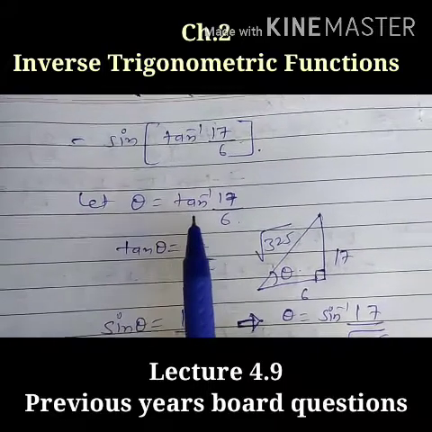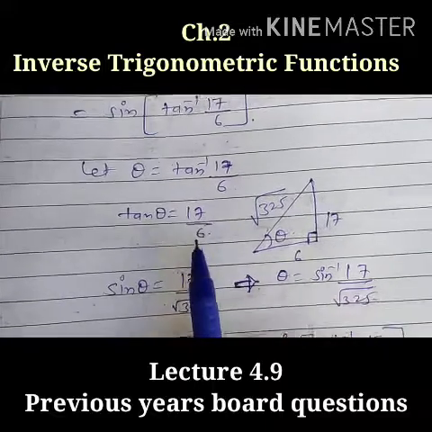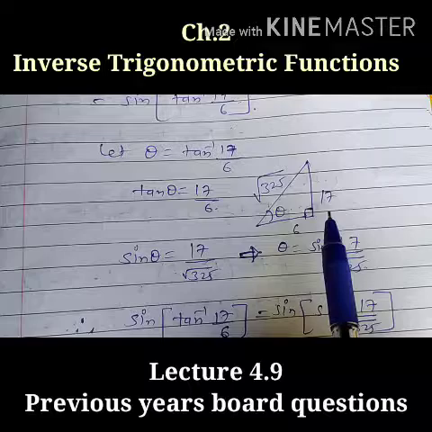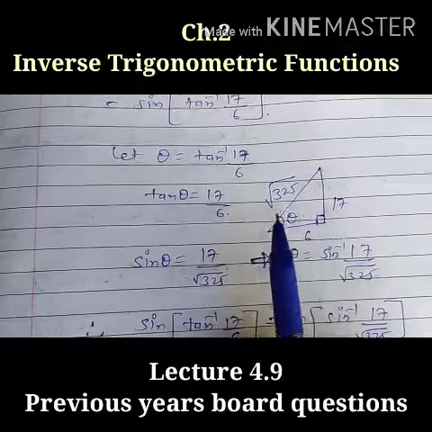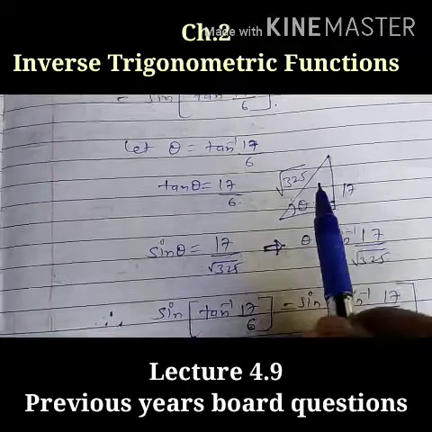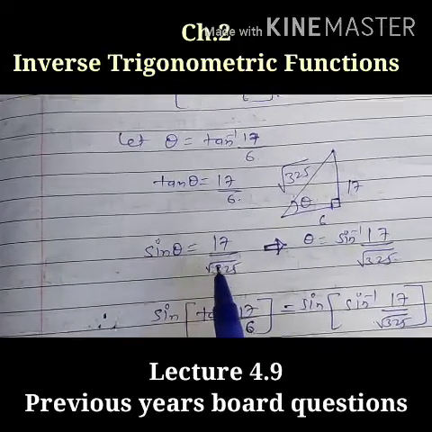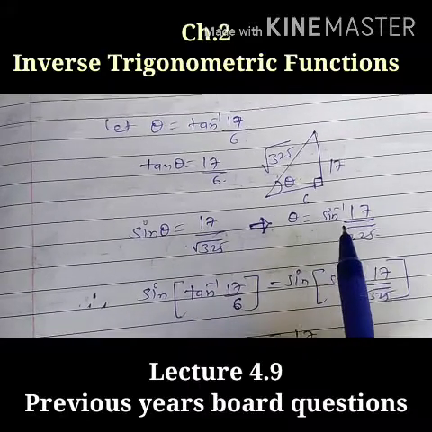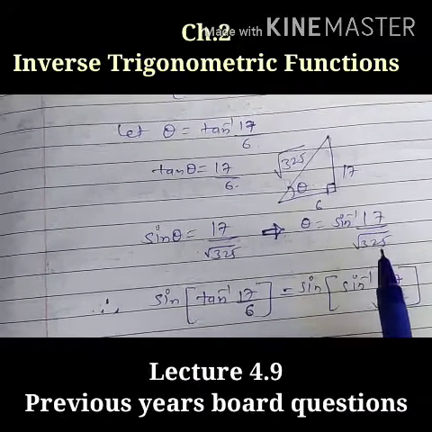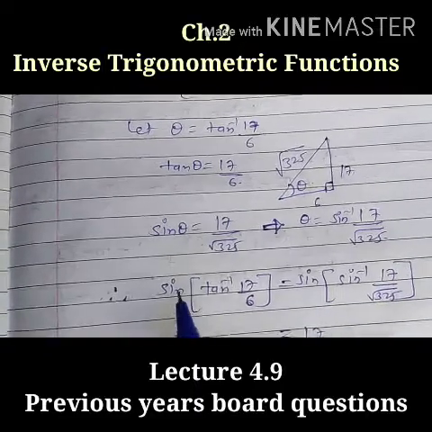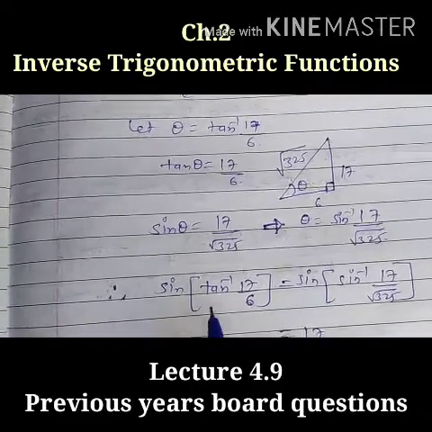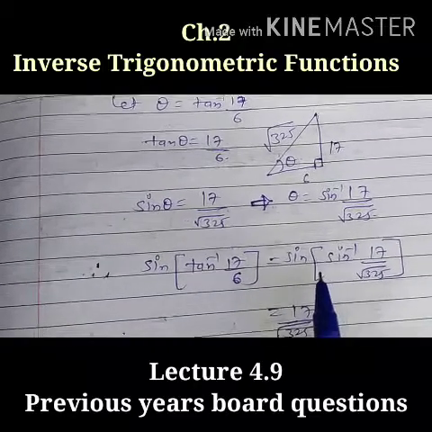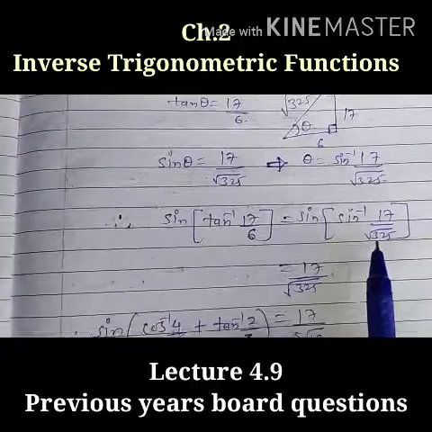We'll take theta equals tan inverse of 17 by 6. So we'll draw this triangle. It will be 6, 17. And square root of 6 square plus 17 square will be 325. So the other side will be square root of 325. So we have sine of theta is 17 upon square root of 325. So theta will be sine inverse of 17 upon square root of 325. So we'll put the value of theta here. So sine of tan inverse of 17 by 6 is equal to sine inverse of 17 by square root of 325.